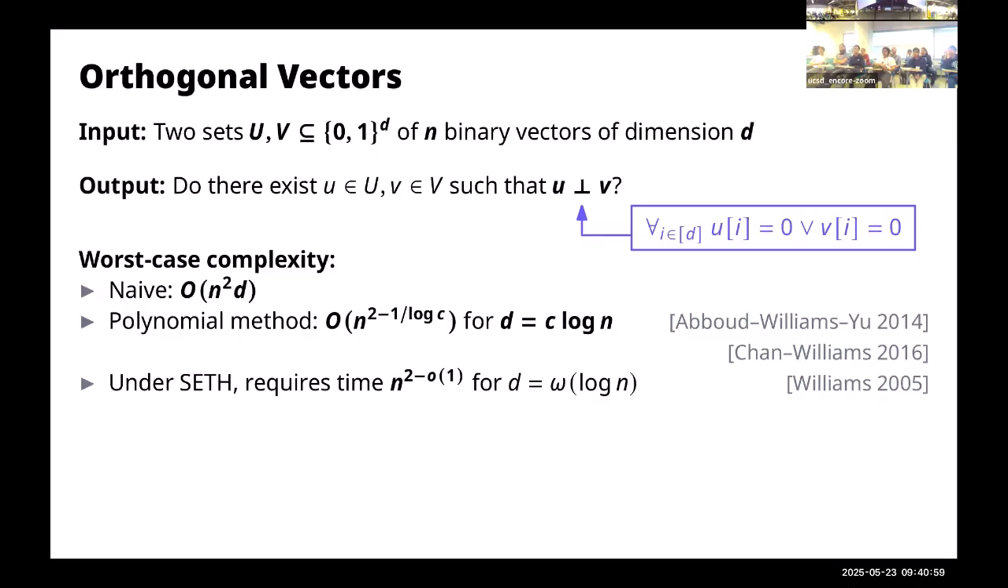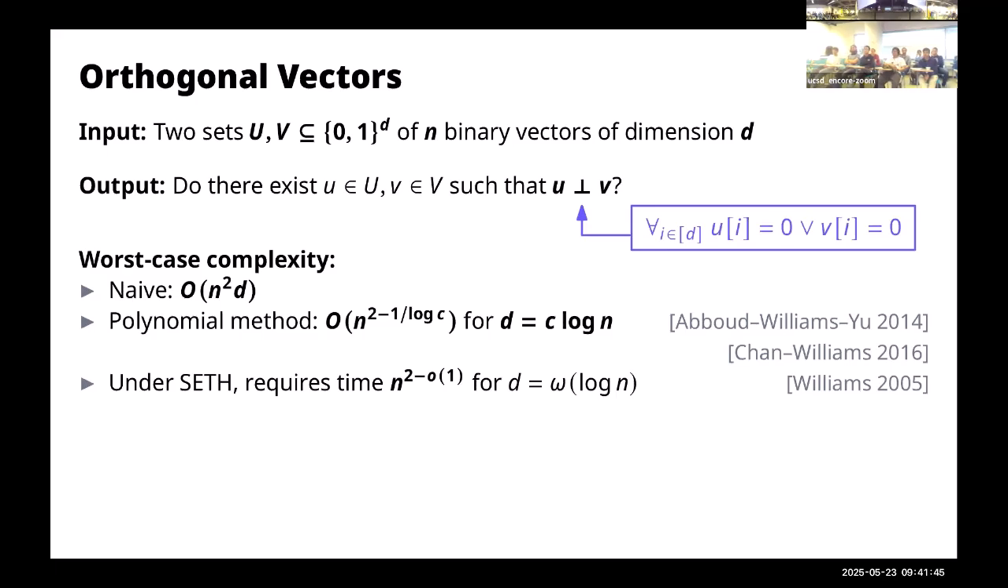And you can shave a bit off this quadratic running time if the dimension is logarithmic, if it's linear in the logarithm of the number of vectors. There are polynomial algorithms based on the polynomial method. The shaving is like 1 over log c if d is c log n. And we conjecture that it requires quadratic time for a superlogarithmic dimension, but this is implied by SETH. So we may think that it's one of the most solid fine-grained conjectures.